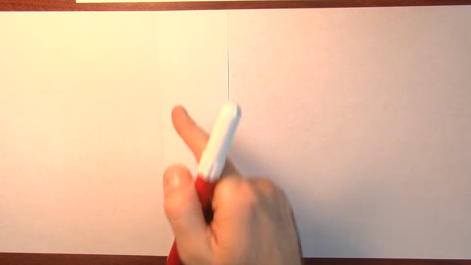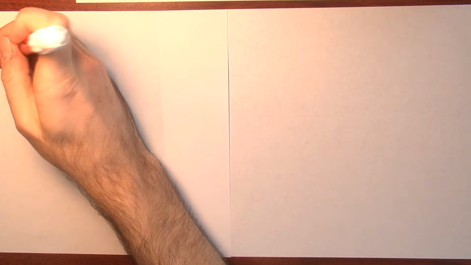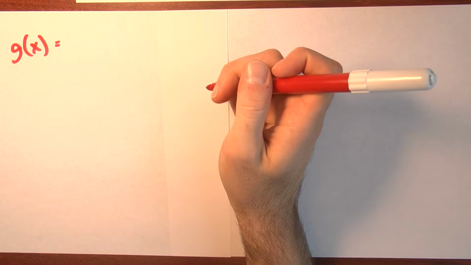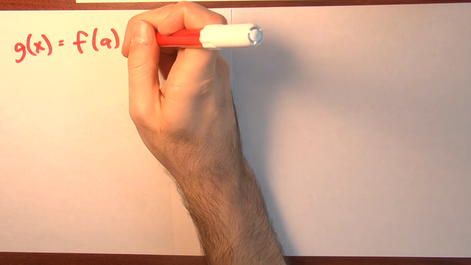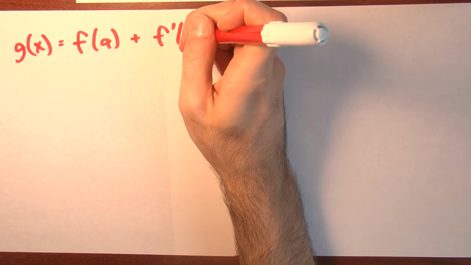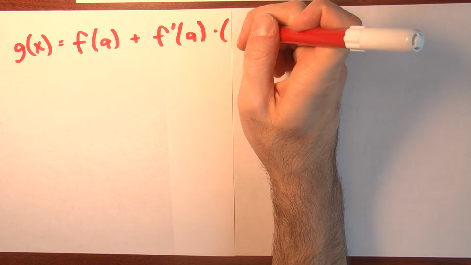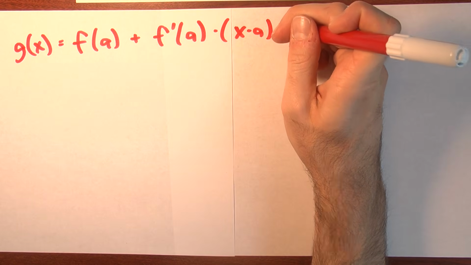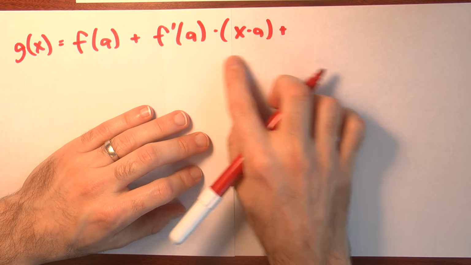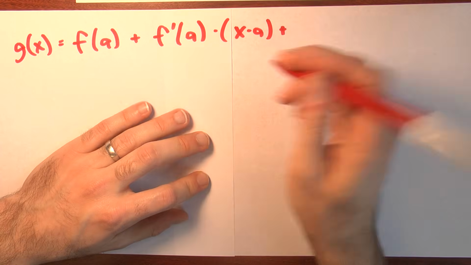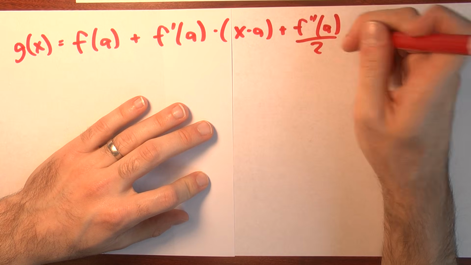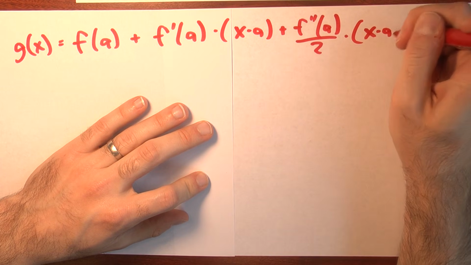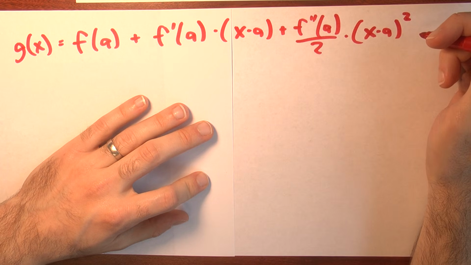I can do better. So I'm going to define a new function. I'm also going to call it g, but it's going to be defined this way. g of x will be f of a plus the derivative of f at a times x minus a. So this is just a linear approximation to f at the point a, but I'm going to add an extra term, plus the second derivative of f at a divided by 2 times x minus a squared.